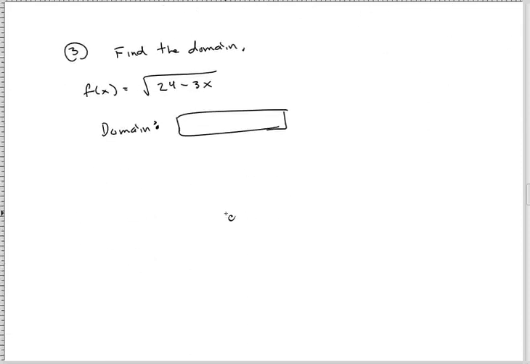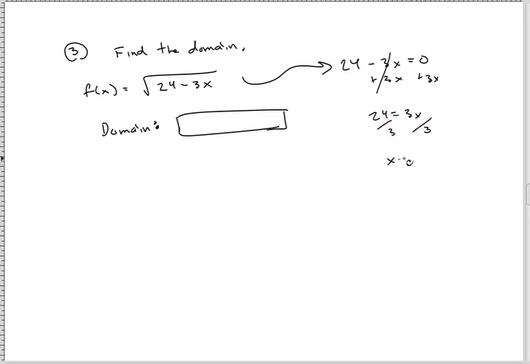But the next one is similar, but it's a little different. So does it have division? No. Does it have a square root? Yes. And so I'm going to take the inside and set it equal to 0. What I'm going to do is add the 3x to both sides. And I'm going to divide by the 3. So we get 8. And again, this should be a start point, but it's not. It's an end point. What? It's all of a sudden really weird.